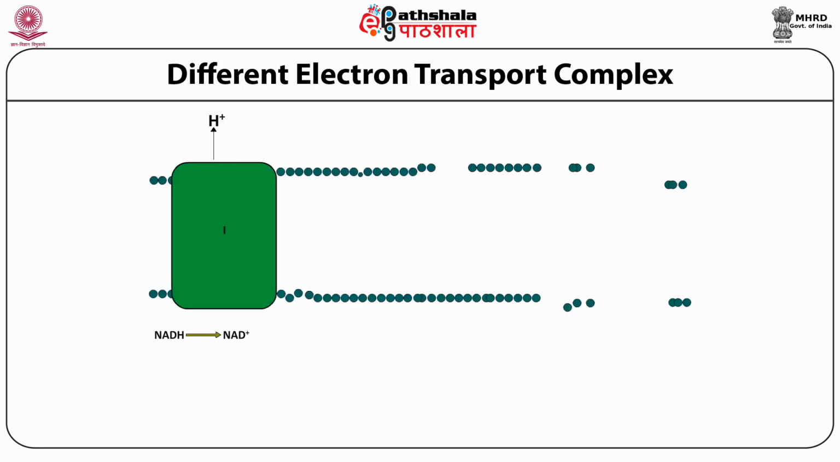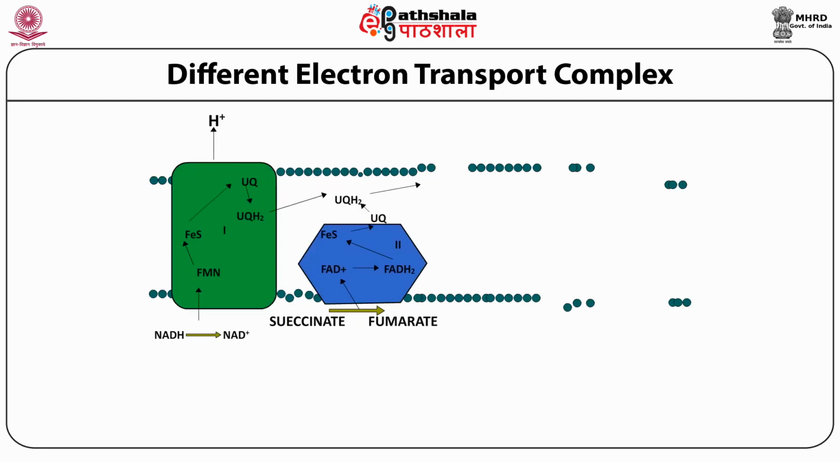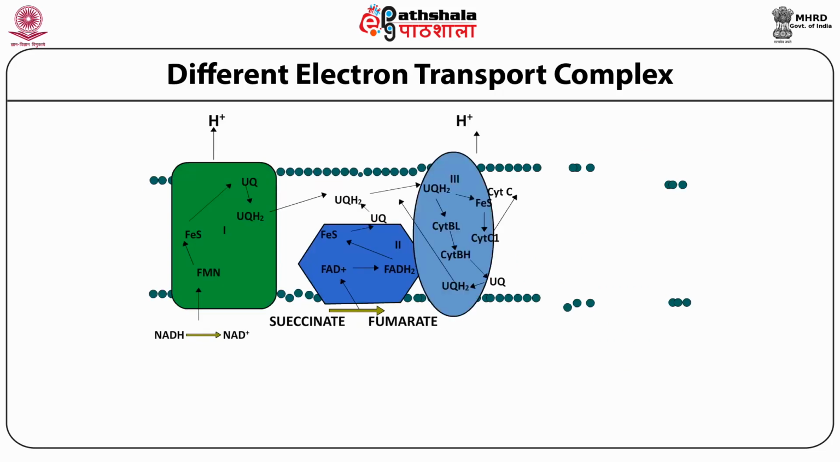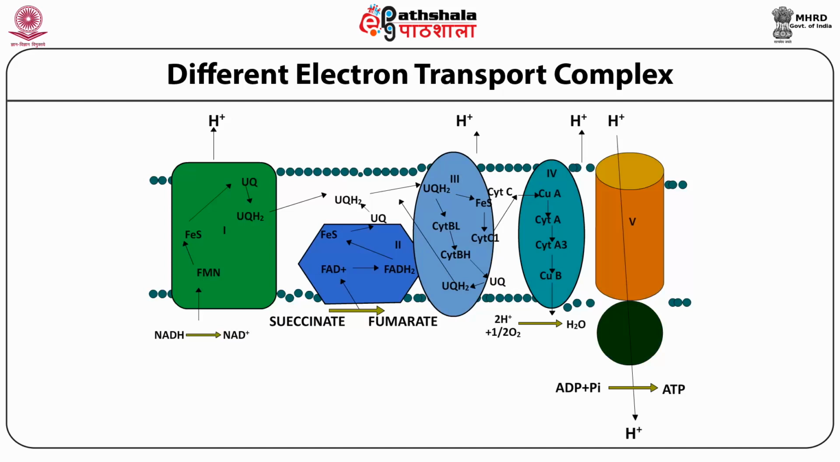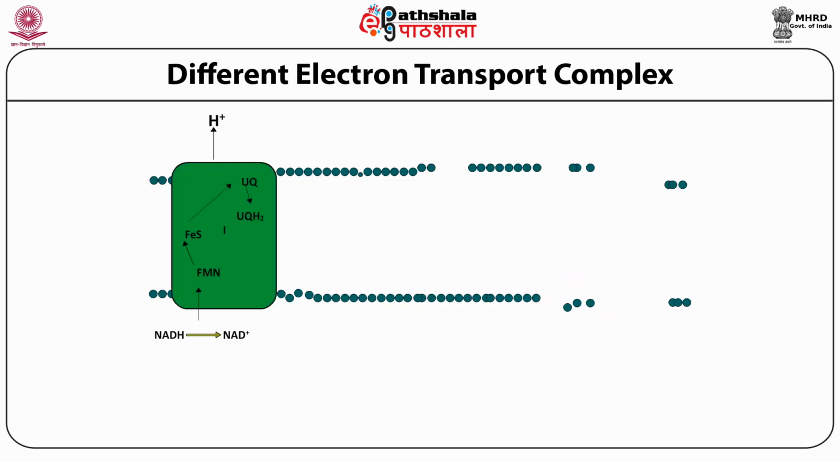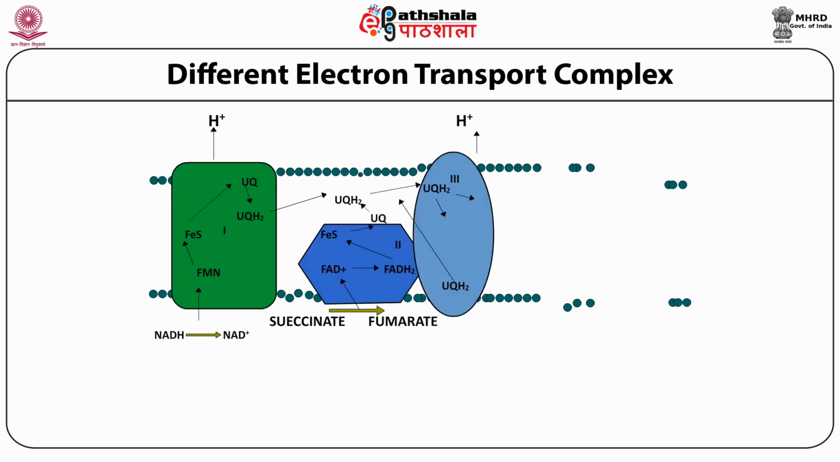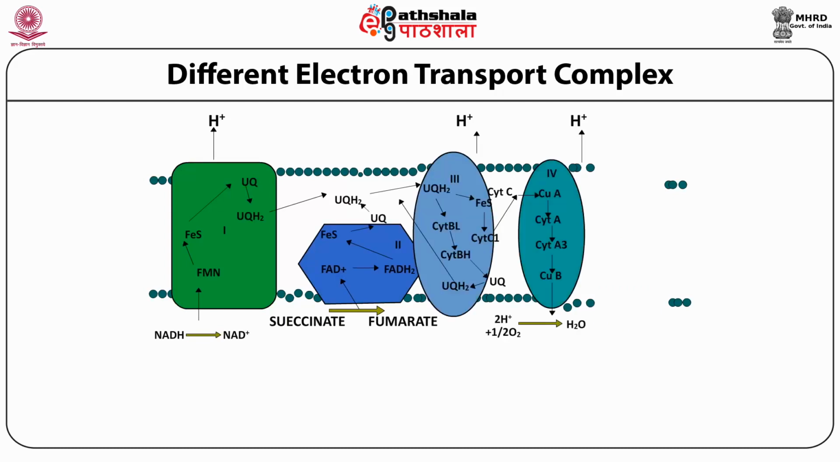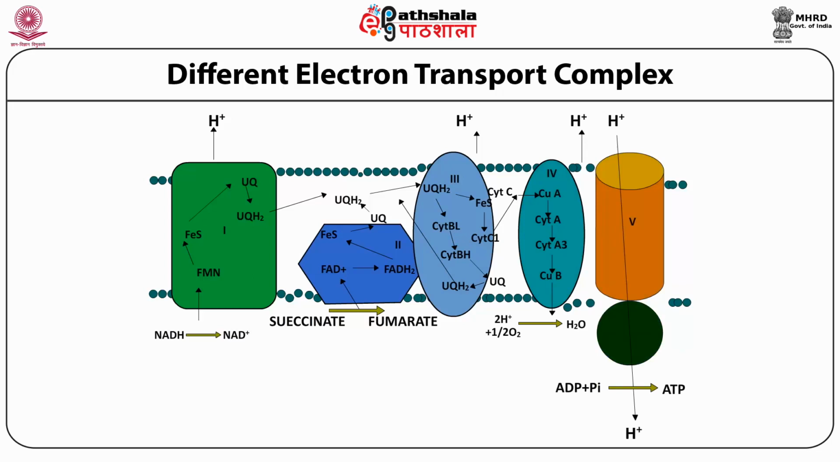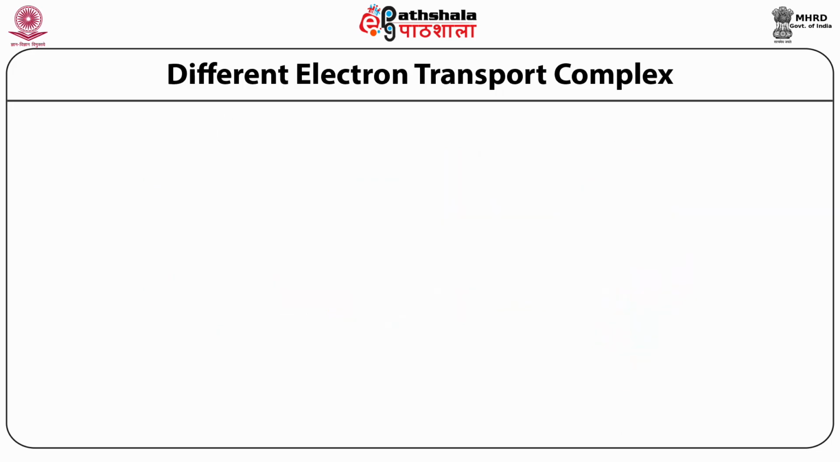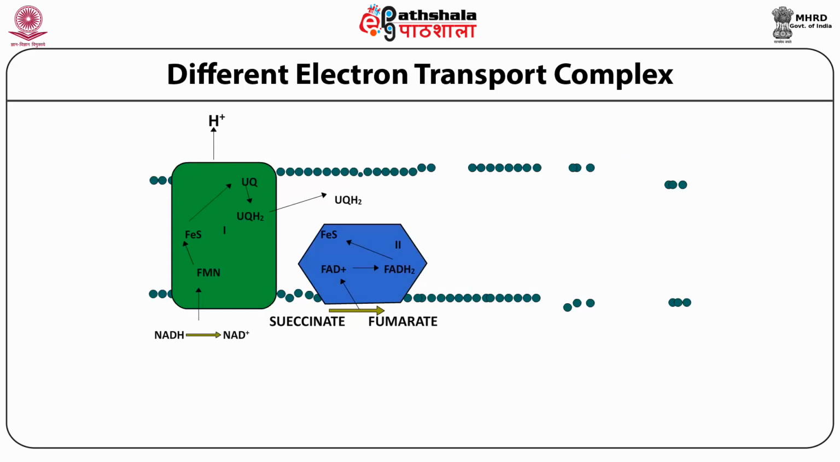When protons are pumped from the matrix to the intermembrane space, they accumulate in the intermembrane space, and once they come back, they come via ATP synthase, which is the fifth complex, and during this proton transfer, ATP synthesis takes place in complex 5.